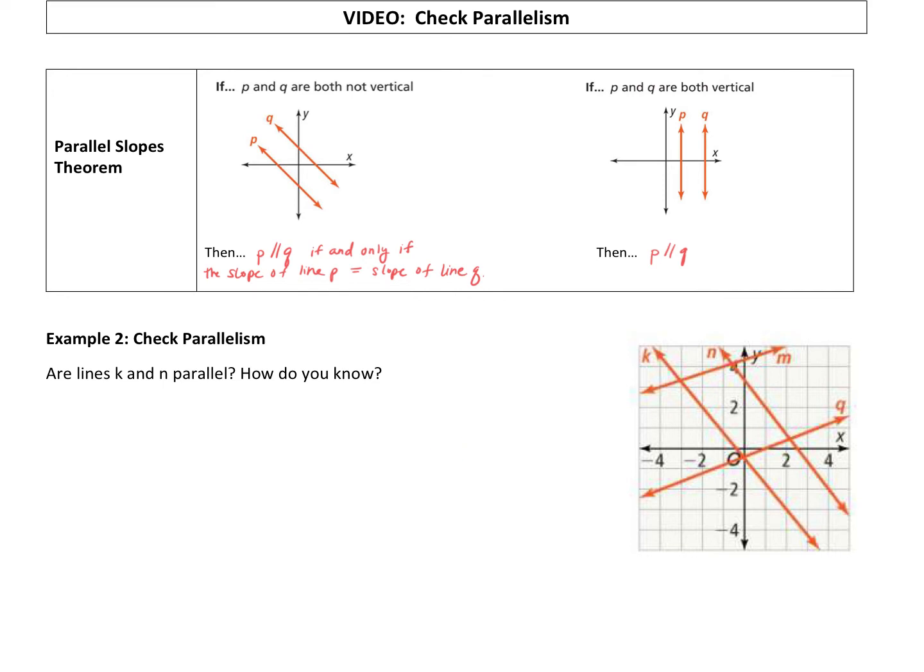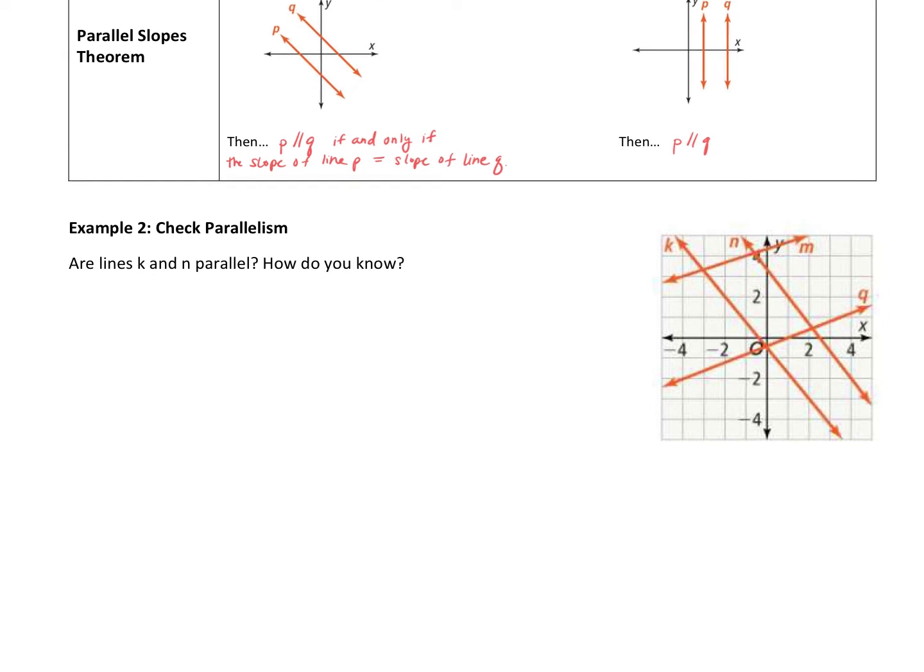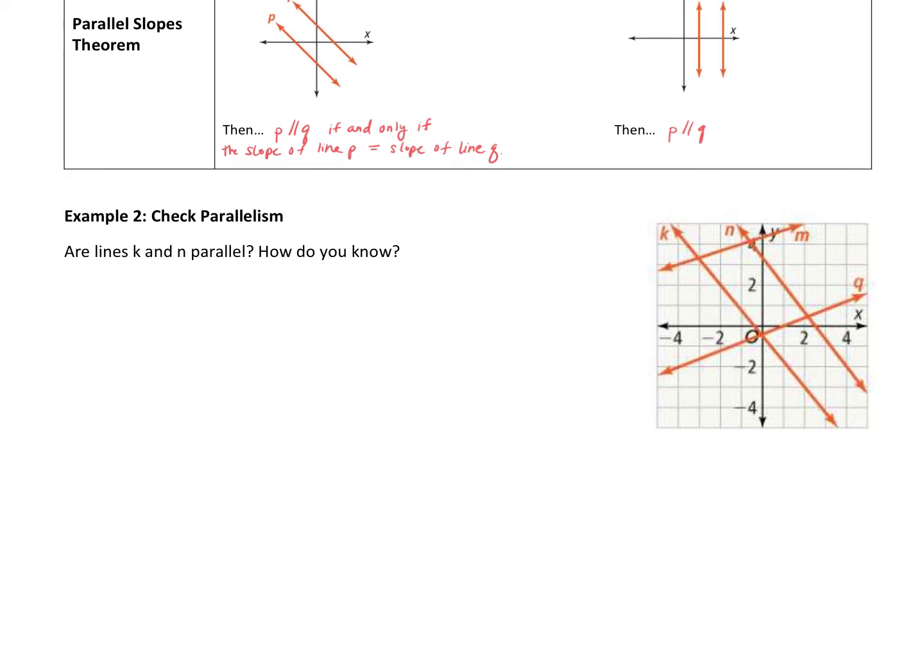Let's see if we have parallel lines. In our example, are lines K and N parallel? How do you know? What we're going to do here is find the slope of each line. So we're going to find the slope of line K first.